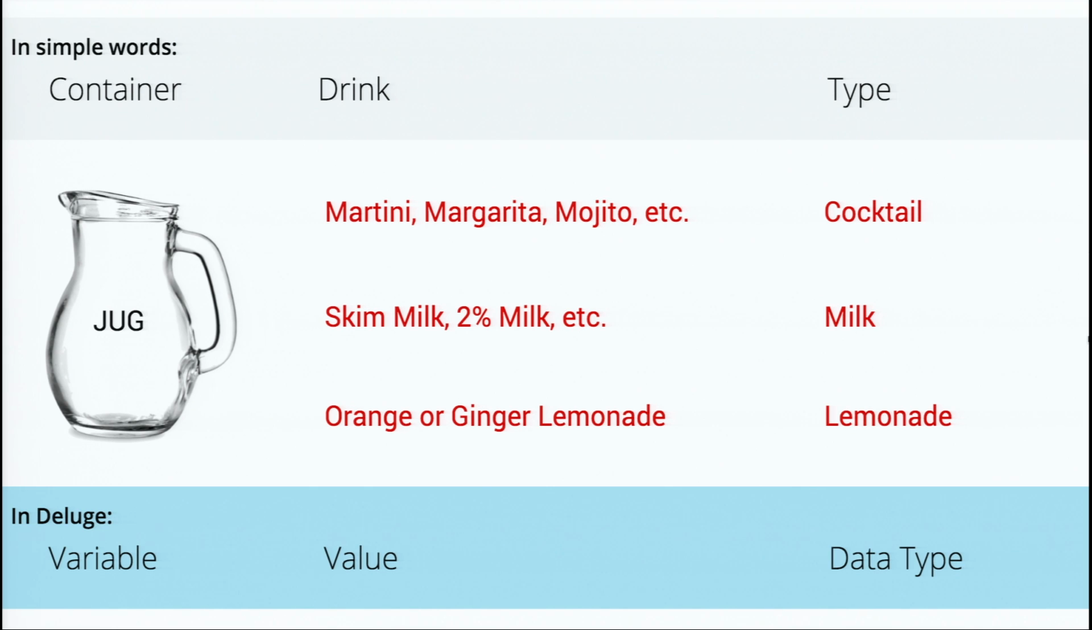Exactly. So I put it in a different word, saying drink, right? In this case, everything is a drink. It could be a content as well. So just to clarify, value and content are the same thing.